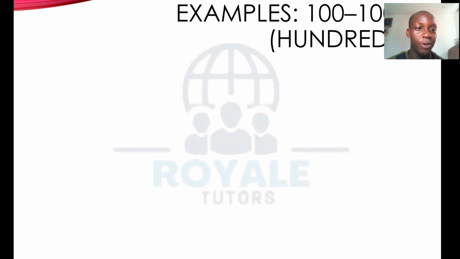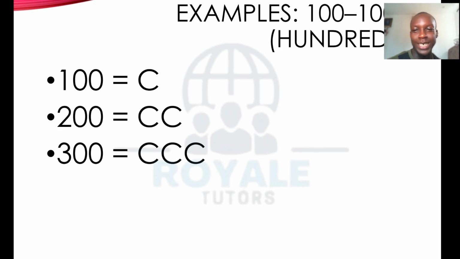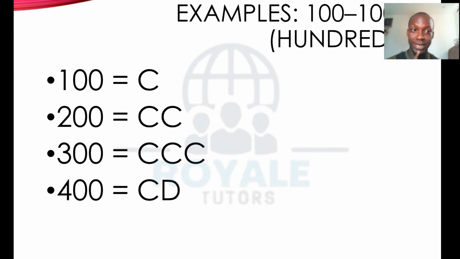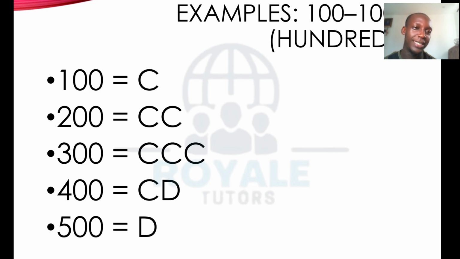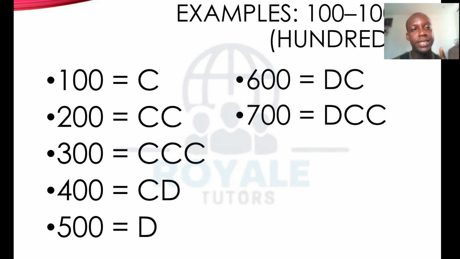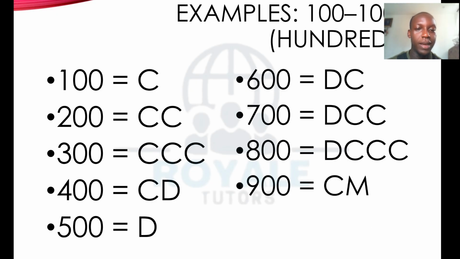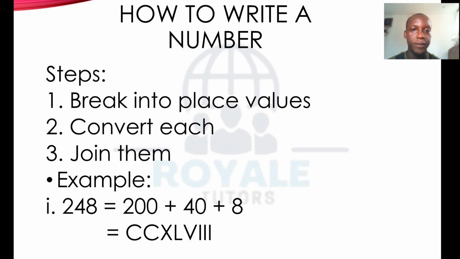Good. So let's look at how we write numbers in hundreds. C represents 100. CC is 200. CCC is 300. Oh, you want to say CCCC? No, no, no. That would not be correct. 400 is CD. 500 is D. 600 is DC, 700 is DCC, 800 is DCCC, 900 is CM, and 1000 is M.